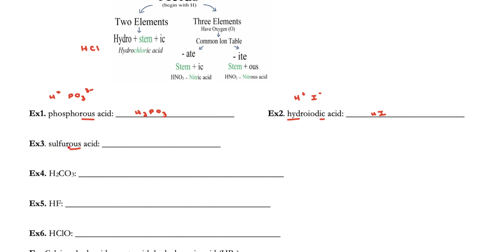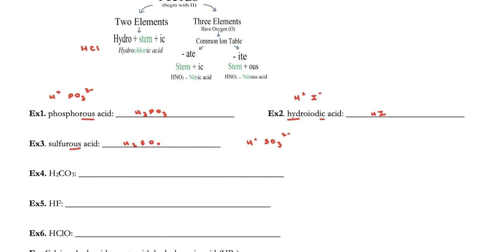Again, if it were sulfuric acid, that would be SO4, but because it's sulfurous acid, that's going to be SO3, because that's sulfite rather than sulfate. So hydrogen has a +1 charge, sulfite is SO3 2-, so then what I'm going to do is cross my charges, and this is going to become H2SO3. And that's the formula for this acid.